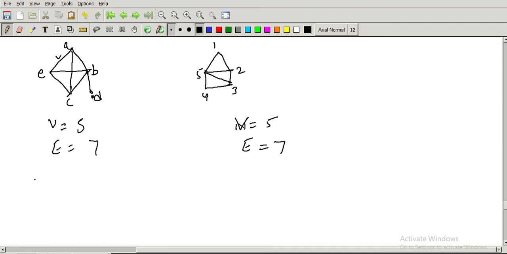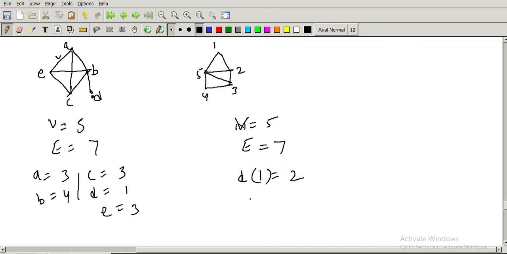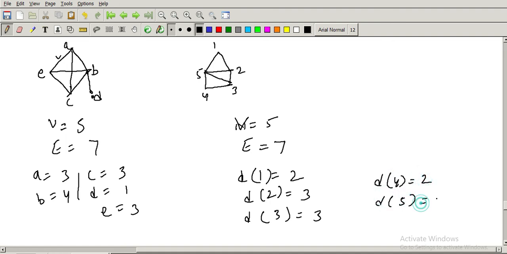For A, its degree is 3, 1, 2, 3. For B, we have degree 4. For C, we have degree 3. For D, we have degree 1. For E, we have degree 3. And for this graph, degree of 1 is 2. Degree of 2 is 3. Degree of 3 is 3, right? Degree of 4 is 2, and degree of 5 is 4, right?